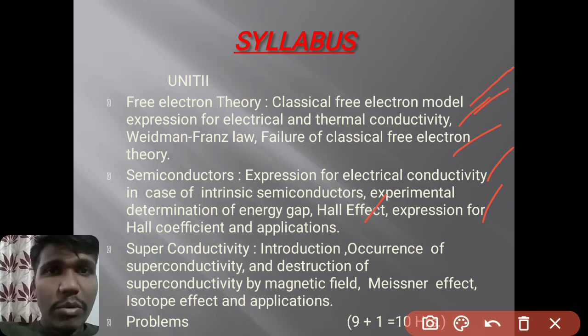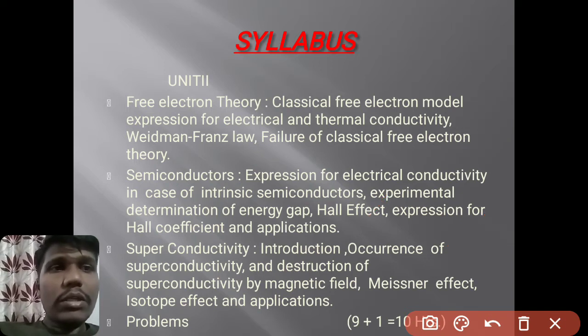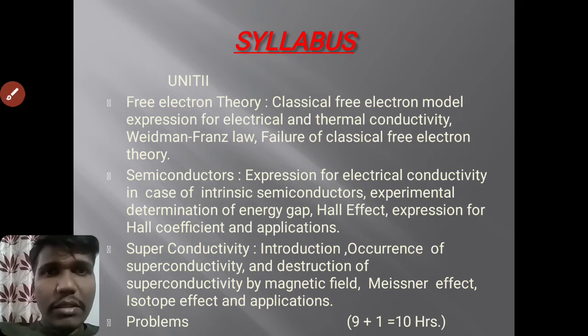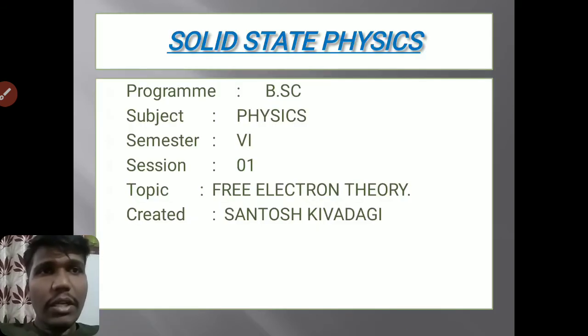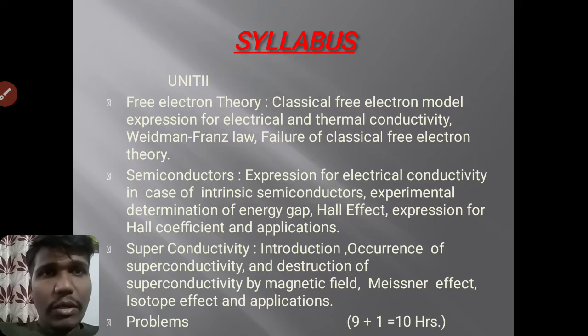And the last one, the problems will be solved for free electron theory as well as semiconductor and superconductivity. This is the concept of solid state physics on the basis of free electron theory of metals, semiconductor and superconductivity. So today, simply, we first start with the free electron theory. The topic is free electron theory. What is free electron theory? How to define the free electrons? A semiconductor contains 4 valence electrons, do you know about all this?